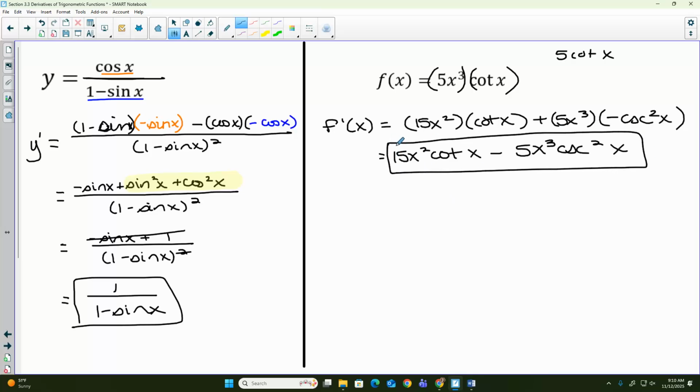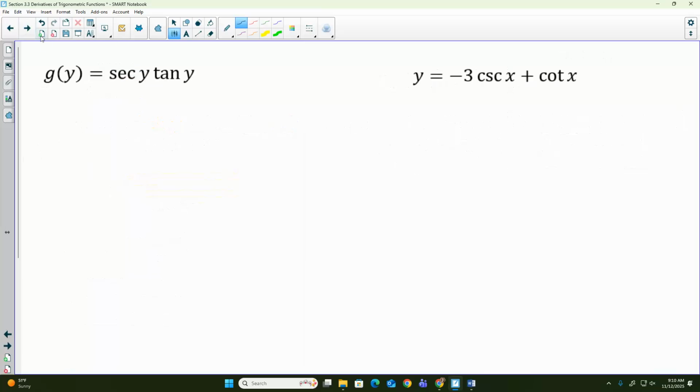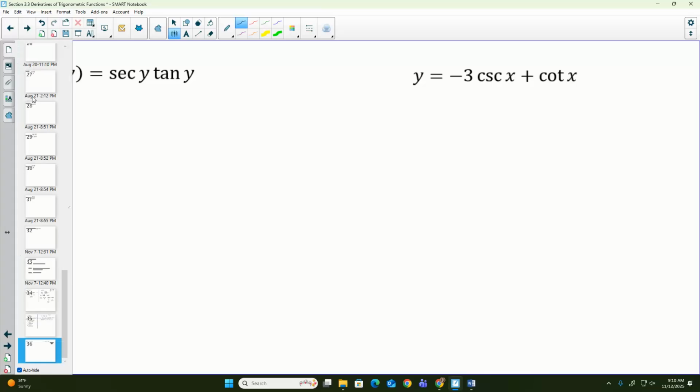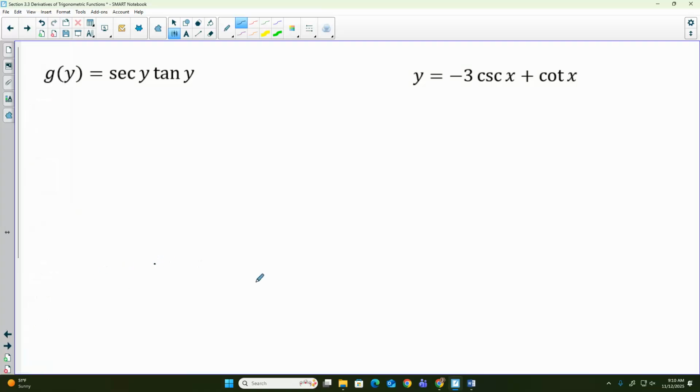How are we doing on these? Let's practice a couple more. The last two for today.